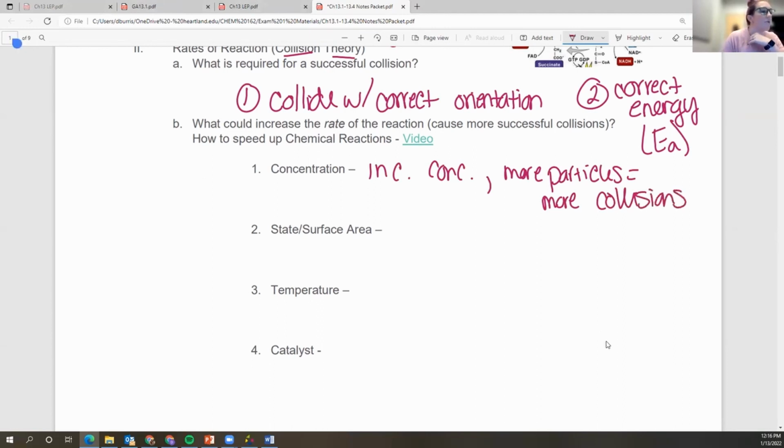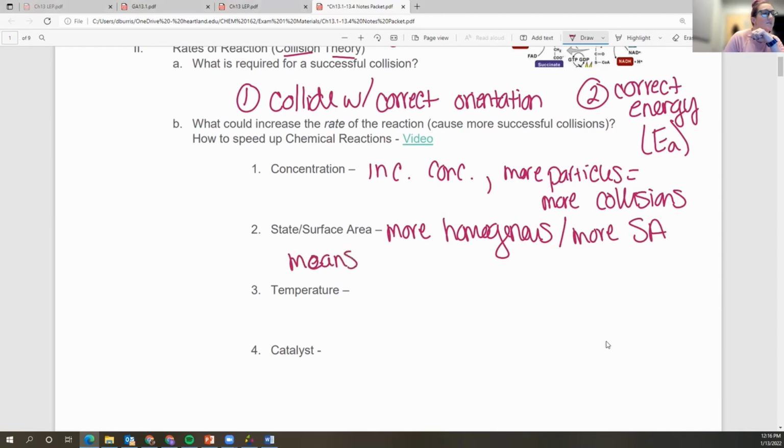Okay. The other one is surface area. Like you said, if you grind it up, you get more surface area, you're going to be able to have more successful collisions. That's also if things are in the same state, usually liquids work best, or essentially the more homogeneous it is, right? The more well mixed it is, the more surface area something has, you're going to be able to get more collisions. So more homogeneous or more, I'm going to put SA for surface area, means more contact between those particles or collisions.